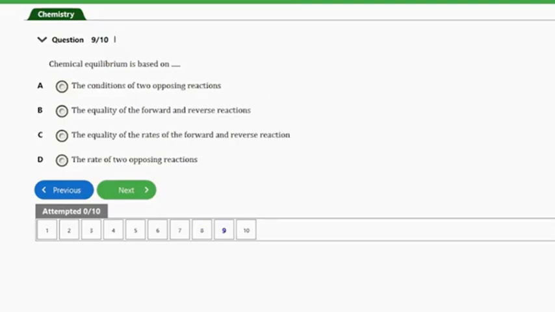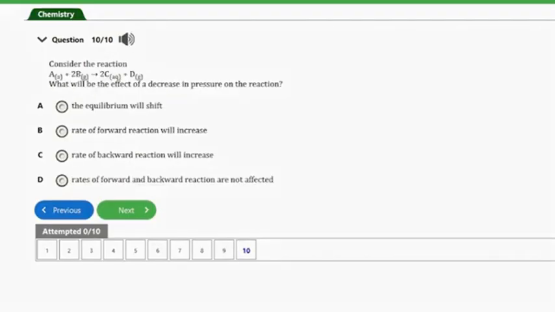It says, chemical equilibrium is based on A, the condition of two opposing reactions, B, the equality of the forward and reverse reactions, C, the equality of the rates of the forward and reverse reaction, D, the rates of two opposing reactions. So guys, we've answered this question before now, and over here the answer is option C, the equality of the rates of the forward and that of the reverse reactions. So let's consider the next and the last question here.